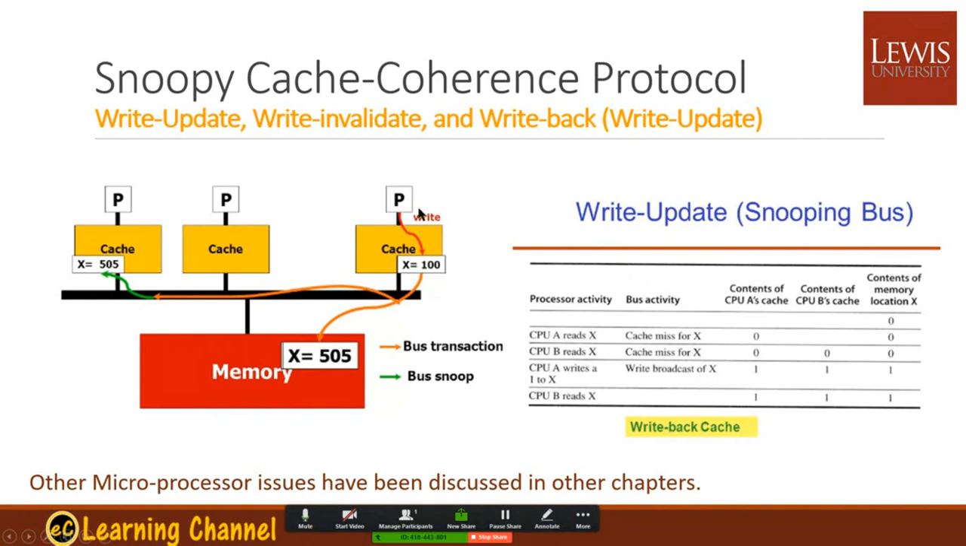So there is another way called write broadcast. Write broadcast is that when you write X equals 100, you have a bus transaction to broadcast to other caches. And the Snoopy bus is like when you actually write, it will check other cache content and then will update it while your bus has extra bandwidth. That's called Snoopy bus.